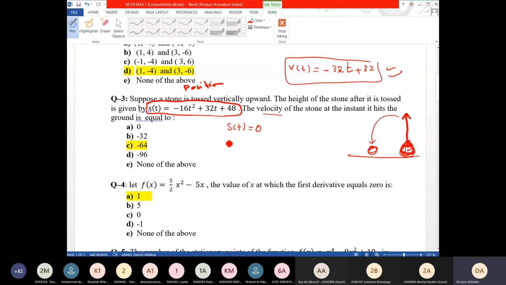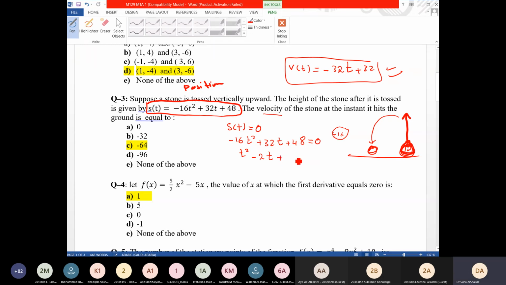I need to find the t when it hits the ground, then put the t in the velocity to find the answer. So s of t is 0 means minus 16 t squared plus 32 t plus 48 equals 0. An easy thing to do is divide the whole equation by 16. This will be t squared, minus 2t, and 48 divided by 16 is how much? Just one second, let me confirm that. It is equal to 3.